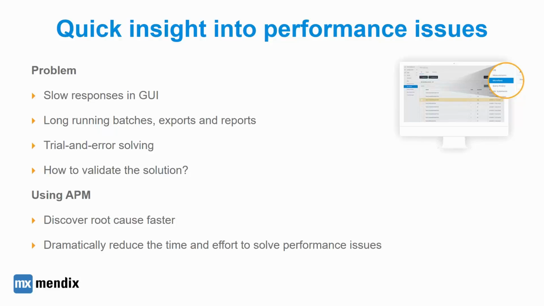And if you have found the issue and you've built a solution, how are you going to validate that solution? How do you know that it will work and is really faster? Well, with APM, you can measure the individual microflows, actions, even SQL statements, and you can discover the root cause of your problem a lot faster. And if you have found the root cause, you can start thinking about the solution, and if you have the solution, you can measure the solution, thereby dramatically reduce the time and effort to solve performance issues.